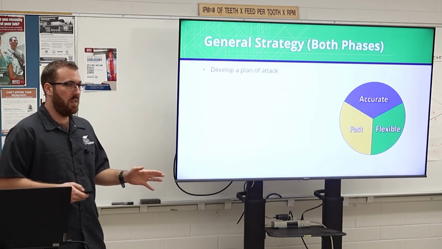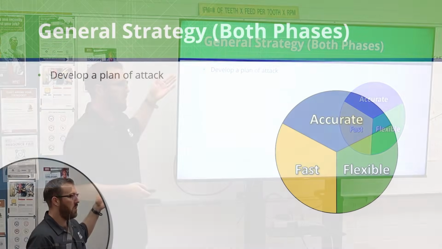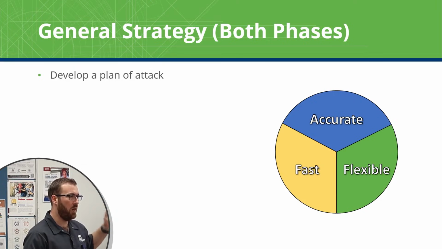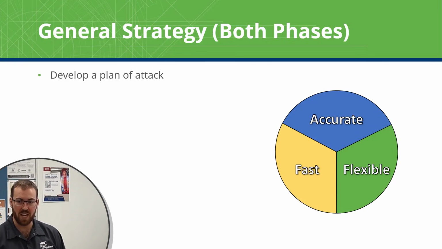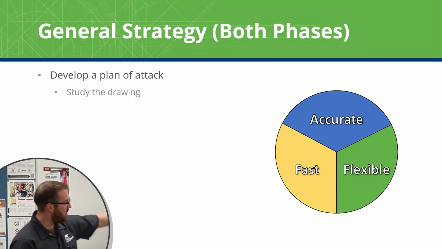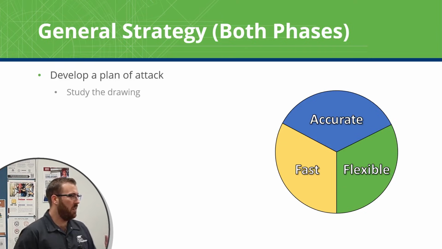Now, general strategy. This applies to both phases. You want to start with some sort of a plan. You don't want to go in blind. That's where the grace period comes in. You want to use that full 2 minutes to your advantage, and you want to try to balance all 3 of these elements roughly equally.